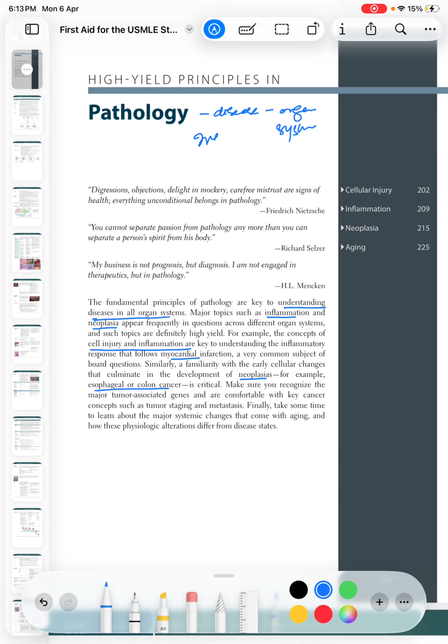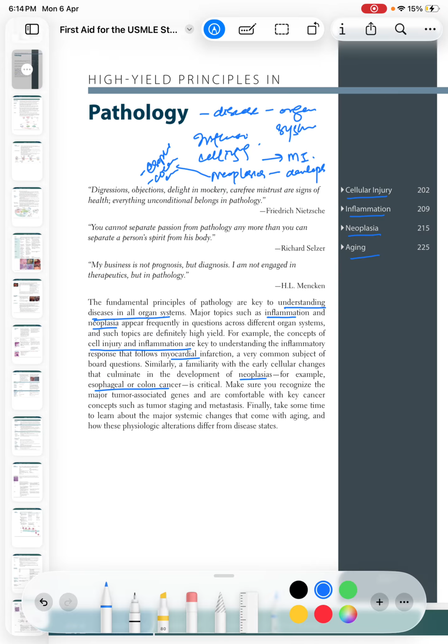Also we study the inflammation and cell injuries in pathology and how it leads to MI. Also the different types of neoplasias and how it develops. This is studied in pathology. What are the different kinds of neoplasias, which are esophageal cancer, colon cancer? All these are the main topics of pathology, that is cell injury, inflammation, neoplasia, and aging. So, we will be studying these things in pathology step by step.